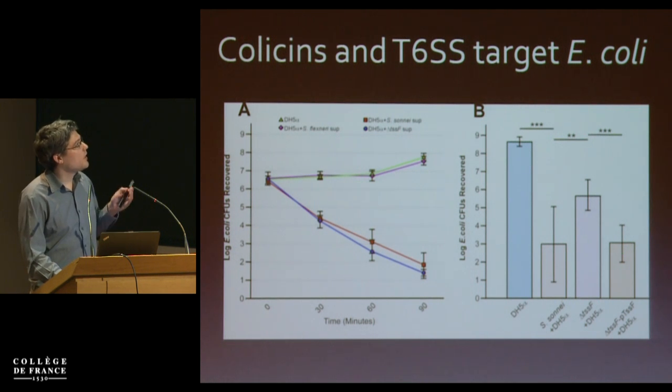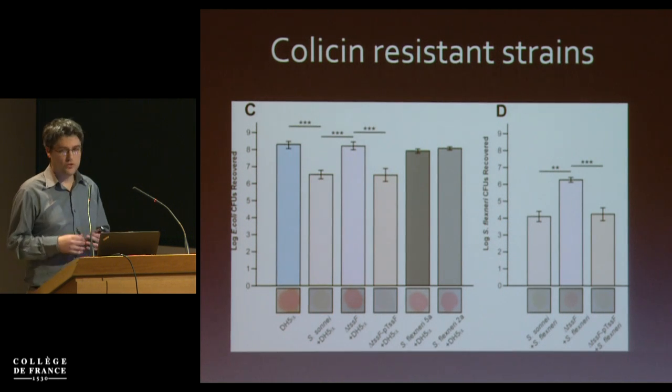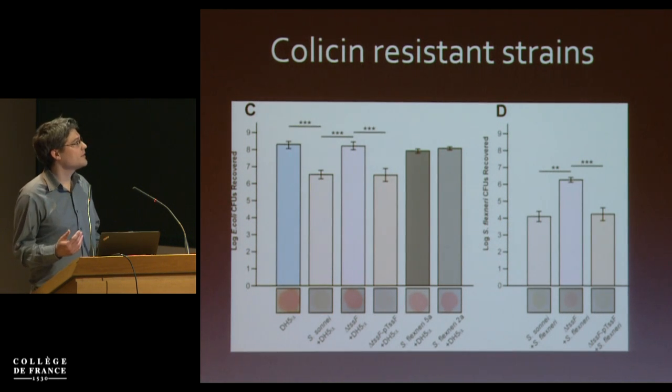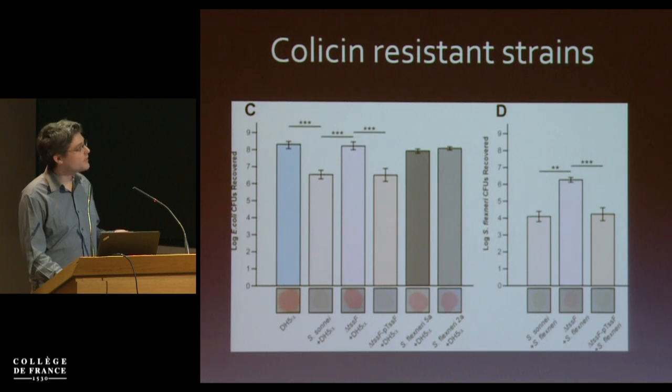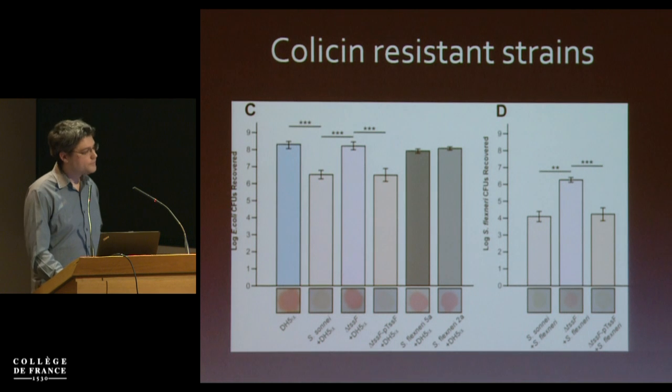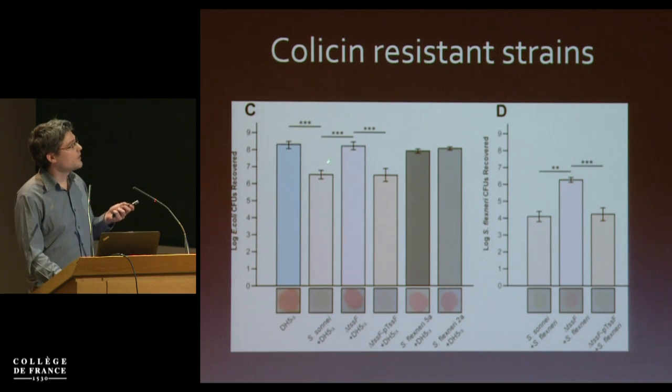So this is using colicin-sensitive E. coli. We wanted to then strip out the effect of the colicin, so we isolated a colicin-resistant strain of E. coli and did the same plate-based competition assay. And in this case, we can narrow down the effect of the type 6 system. So when grown in competition with Shigella sonnei, we see fewer CFUs recovered than when we compete with the type 6 mutant.